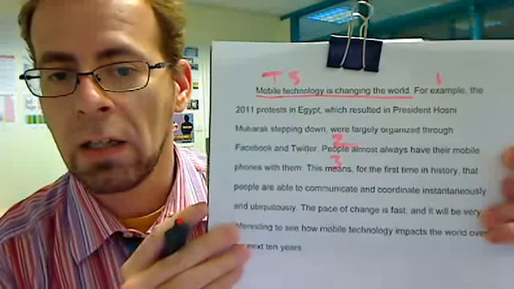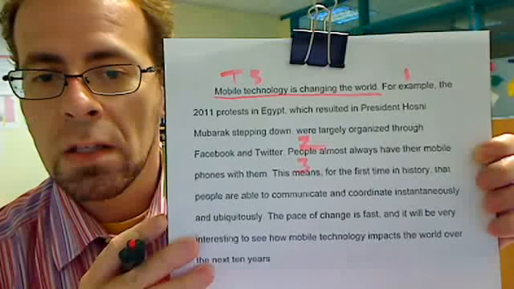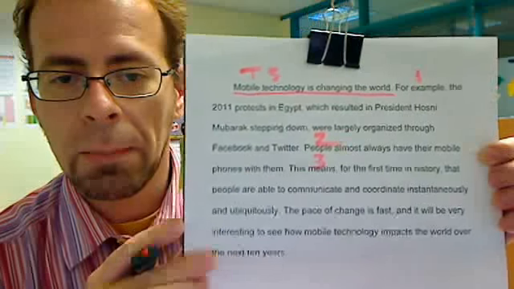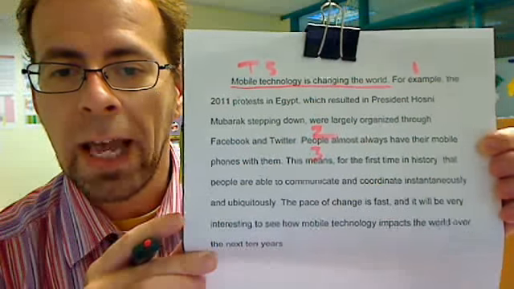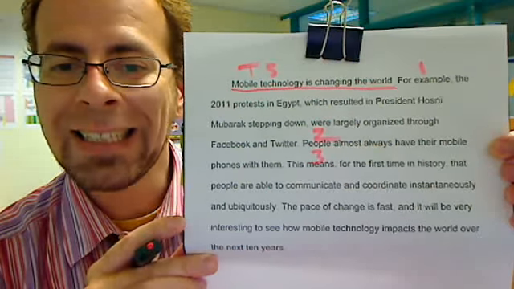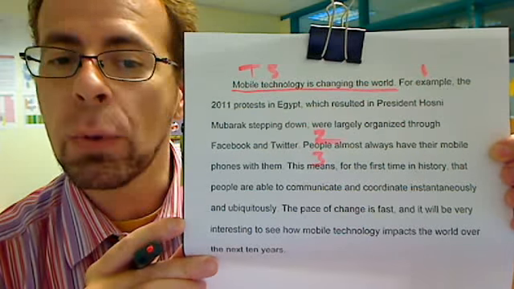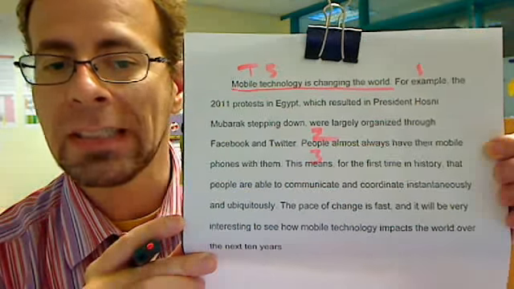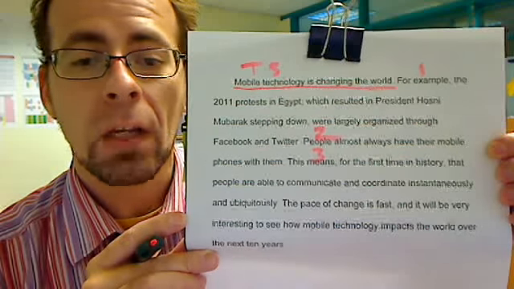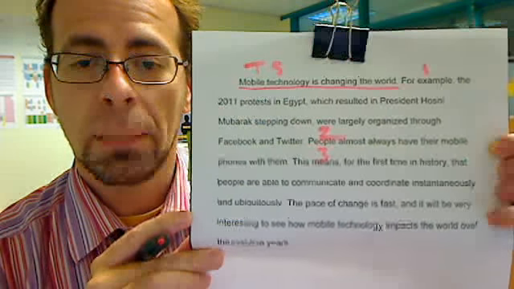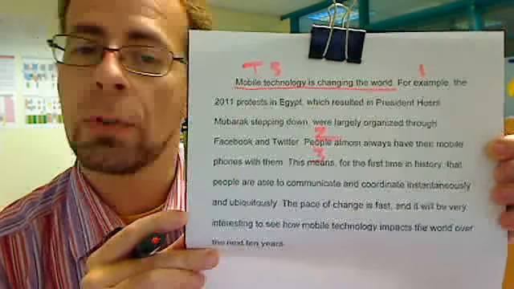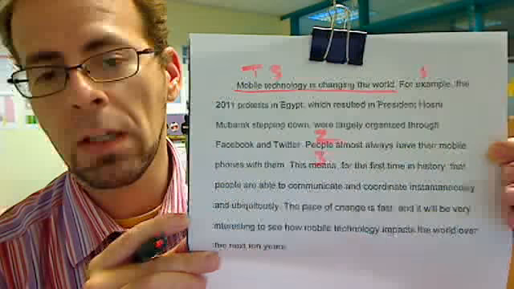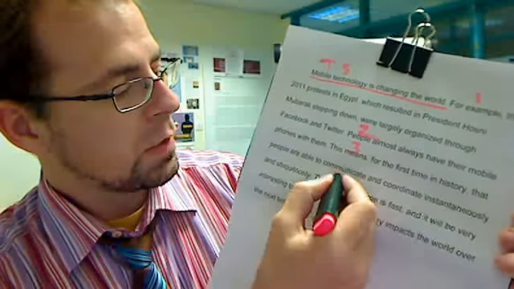I'm always on track. Number 3, this means for the first time in history that people are able to communicate and coordinate instantaneously and ubiquitously. Ubiquitously means everywhere at once. Okay, there it is. So topic sentence, supporting detail number 1, supporting detail number 2, supporting detail number 3. Now I'm moving into a concluding sentence.